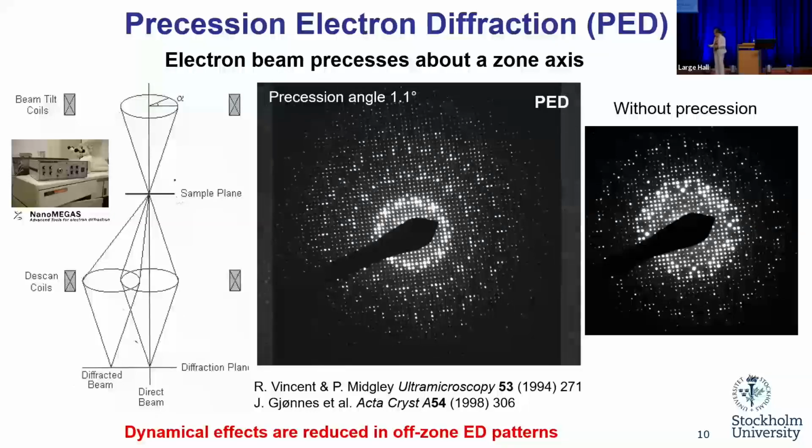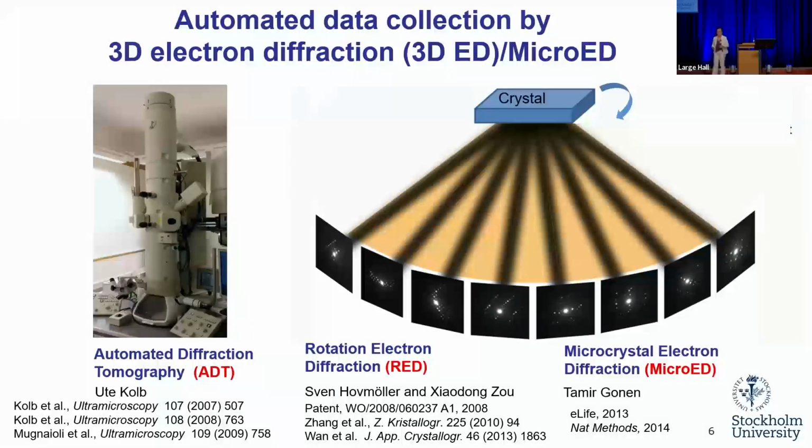And so this kicked off several developments of what's now called 3D electron diffraction. And in life sciences, they call it micro-ED. There are several groups who developed different protocols for 3D ED. The Kolb group in Germany, in Mainz, developed what is called automated diffraction tomography. And our group developed what is called rotation electron diffraction. And later Tamir Gonen's group developed microcrystal electron diffraction, which they called micro-ED. So the principle is the same.